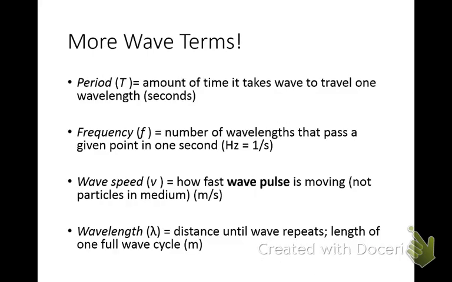A few more wave terms. The period is the amount of time it takes for a wave to travel 1 wavelength, be it a longitudinal or a transverse wave. The frequency is the number of wavelengths that pass by any given point in 1 second. So the period is how many seconds per wavelength that's being traveled, and a frequency is how many wavelengths per second is coming by. So they're total inverses of each other. A wave speed is just how fast the wave pulse is moving. This is in meters per second. And again, a wavelength is the distance until the wave repeats its motion. So compression to compression, rarefaction to rarefaction, crest to crest, trough to trough, all wavelengths measured in meters, or some flavor thereof.